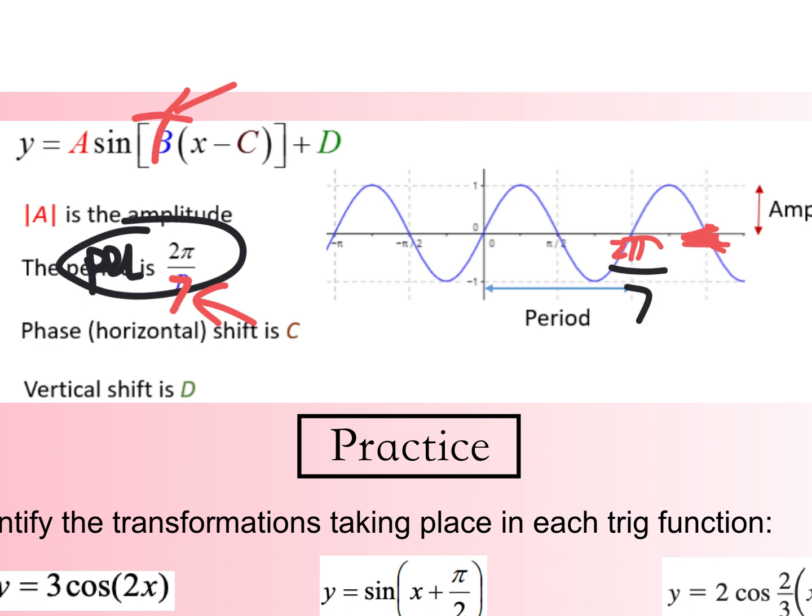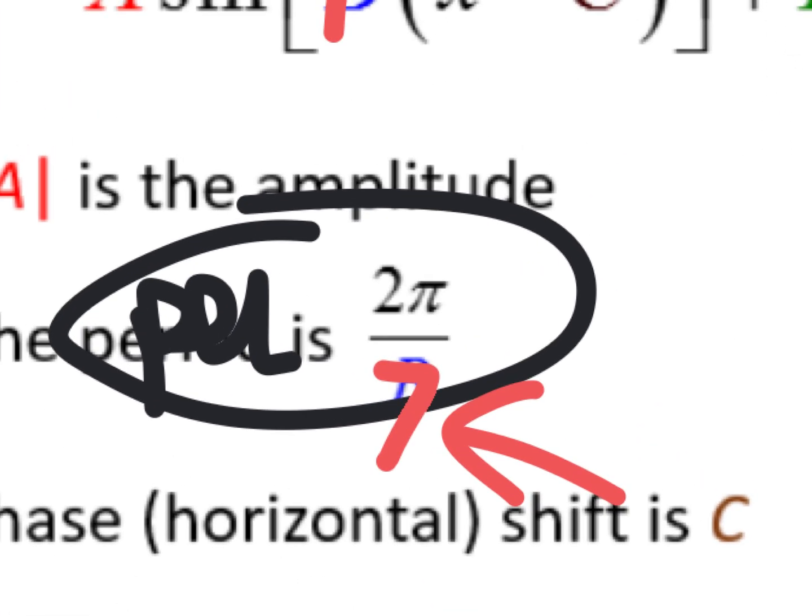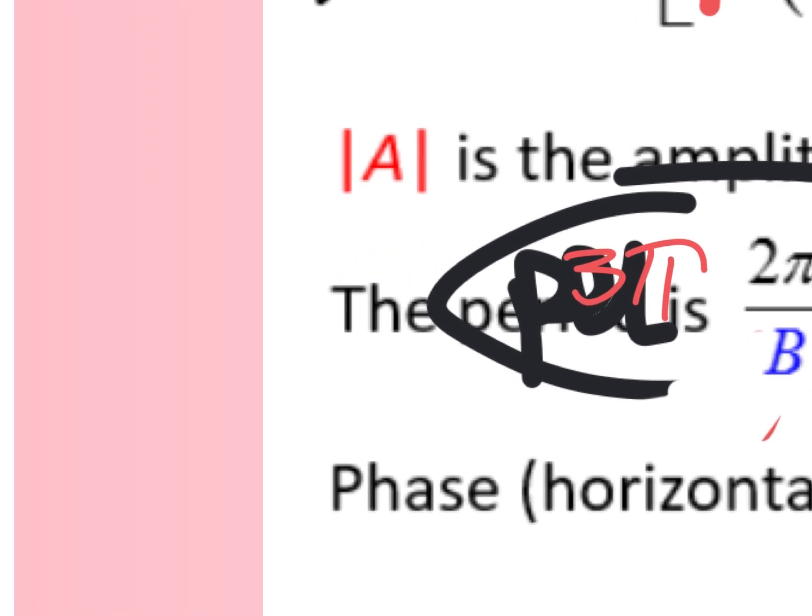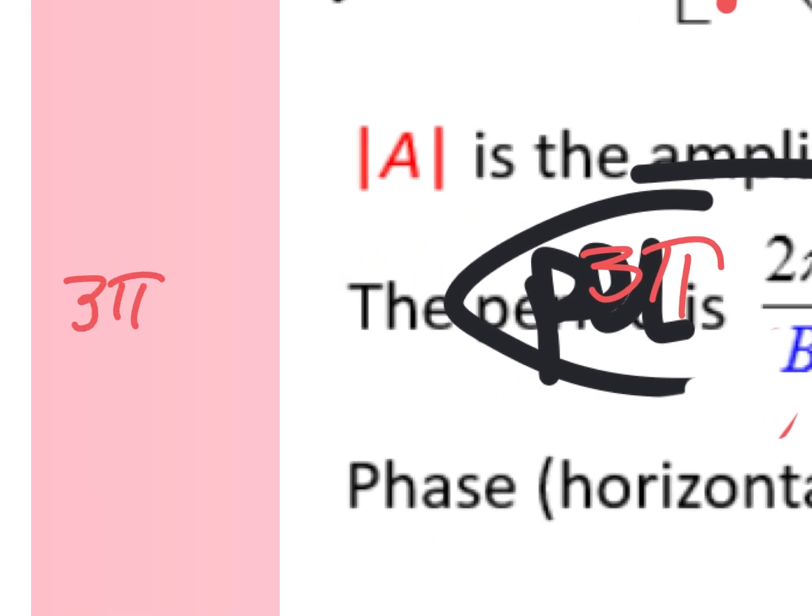Okay? But this is an important formula because I might tell you the period, and I might say the period is 3 pi. Well, and this wasn't a 7. If I said the period was 3 pi, you could solve for b. Would everybody please write this? 3 pi equals 2 pi over b, and solve.